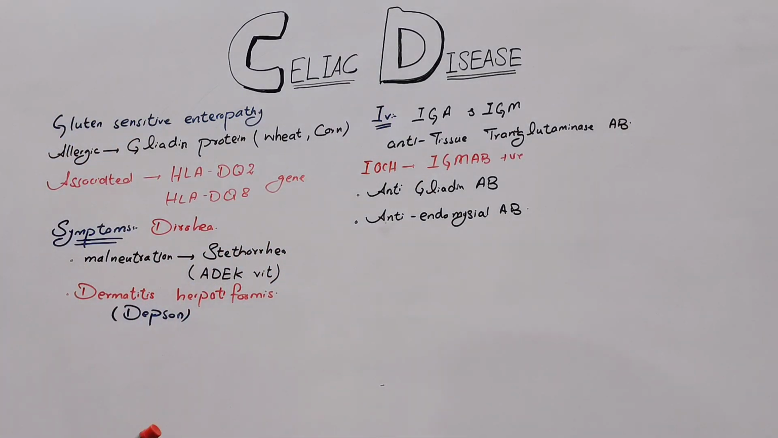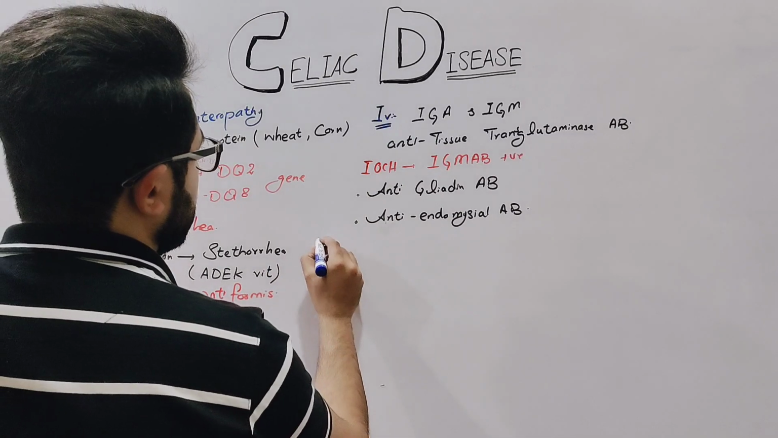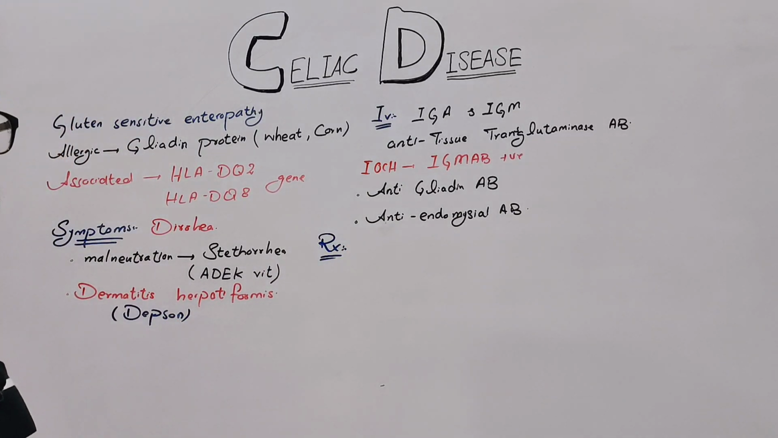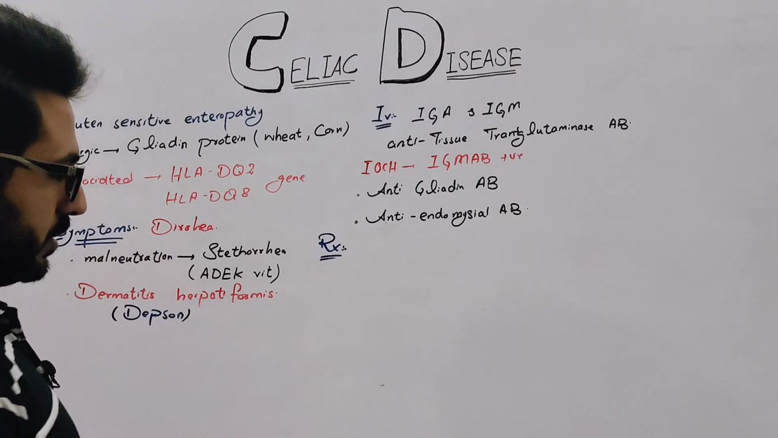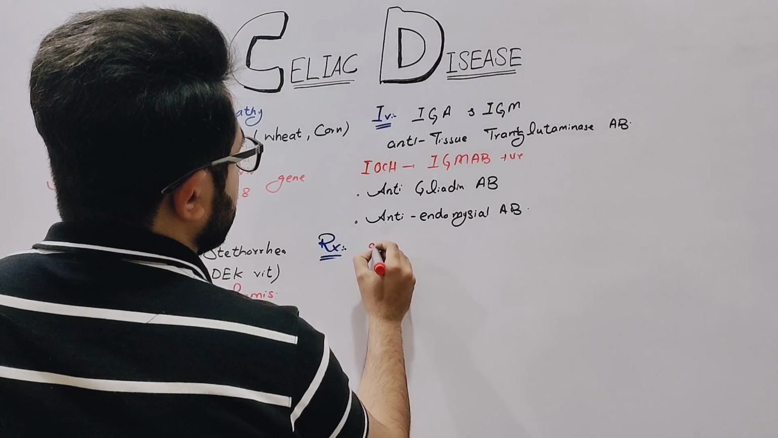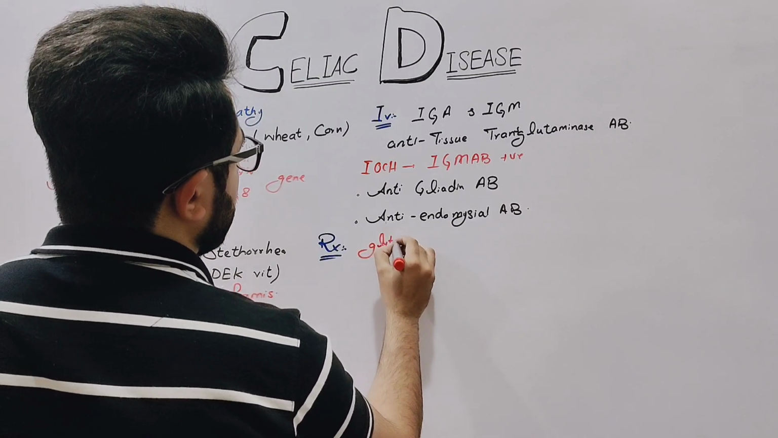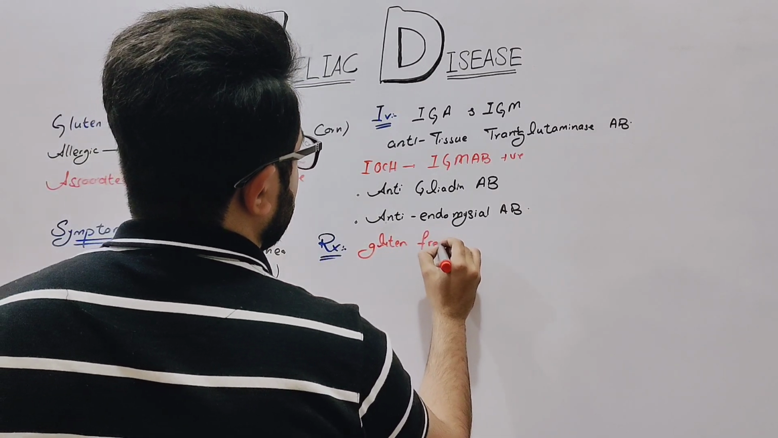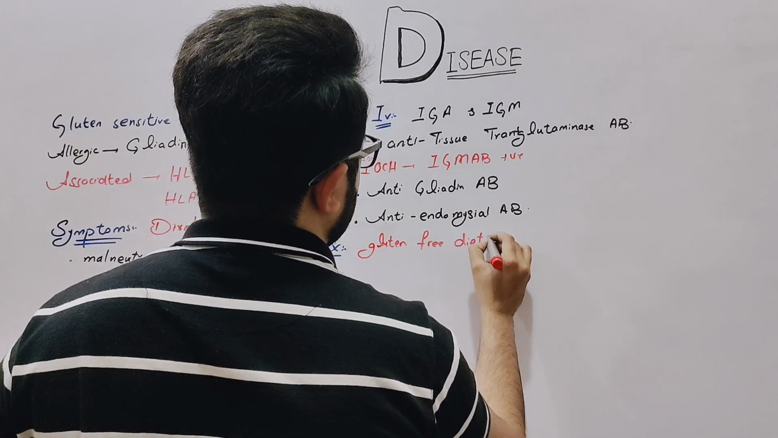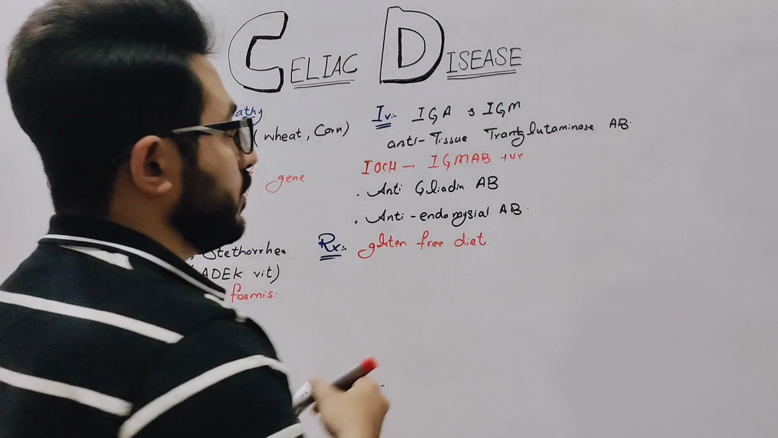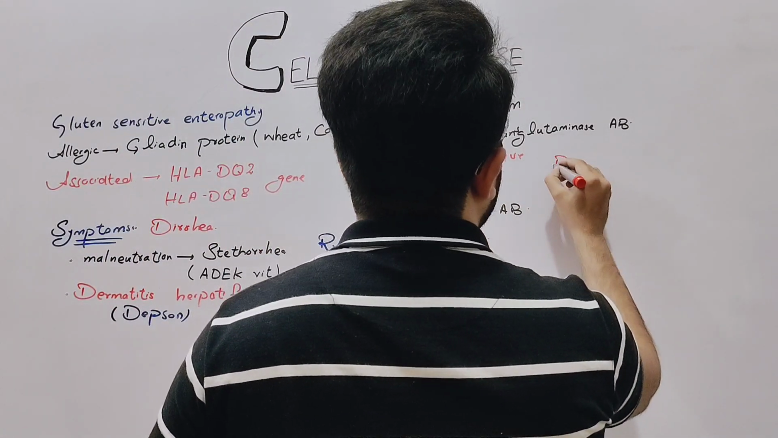Now let's discuss the treatment. Treatment is very easy: avoid the main cause. The only cause is wheat or corn. So, a gliadin or gluten-free diet. There is also another investigation, the biopsy.